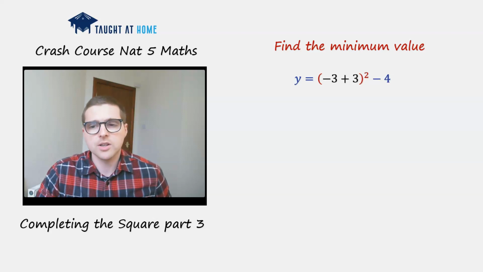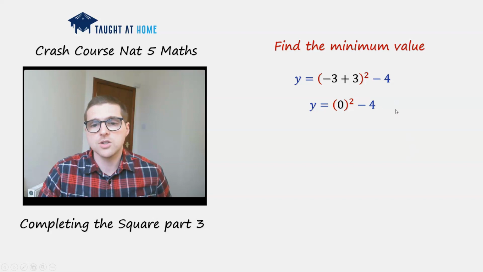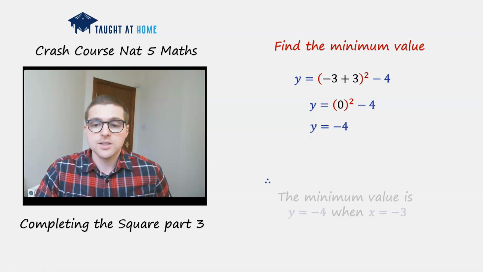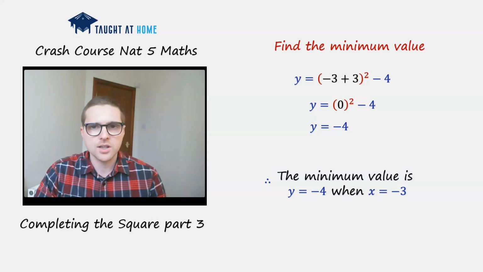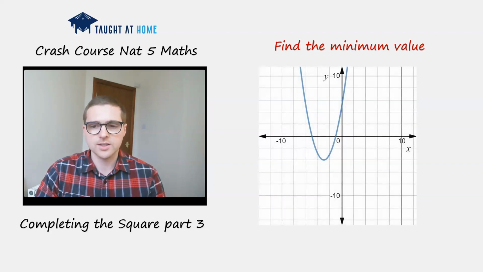But what is that minimum value? Well, let's substitute. So we've got 0 squared minus 4, and we can see from this that the minimum value is just minus 4. So y equals minus 4. Therefore, we can say that the minimum value is y equals minus 4 when x is minus 3. Now, we're going to be coming to this in more detail in the next section for quadratic functions. But if you were to plot this function on a graph, on a Cartesian coordinate plane, you would get a curve like this. And we can see there that this point occurs when x is minus 3, y equals minus 4.